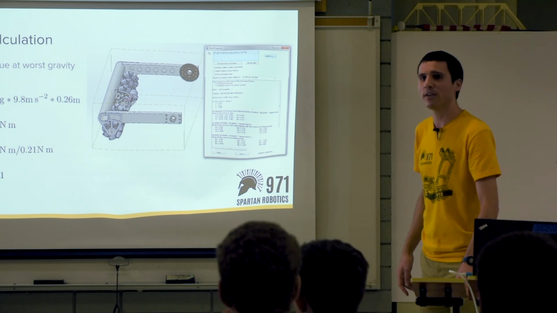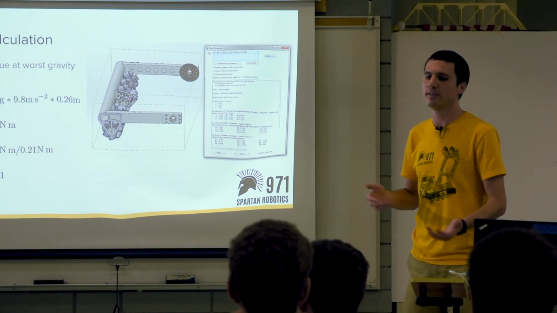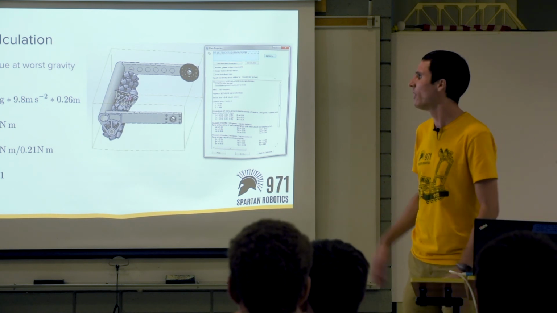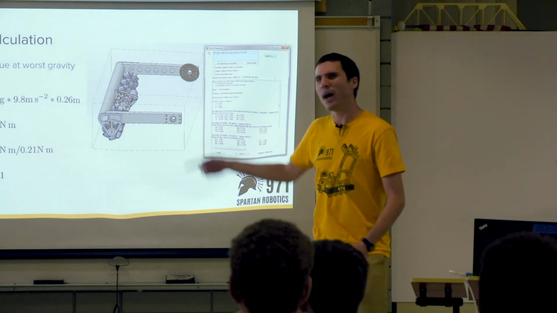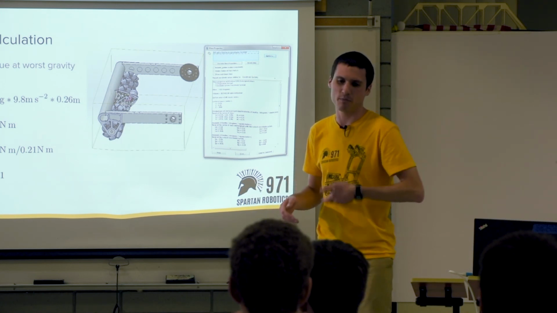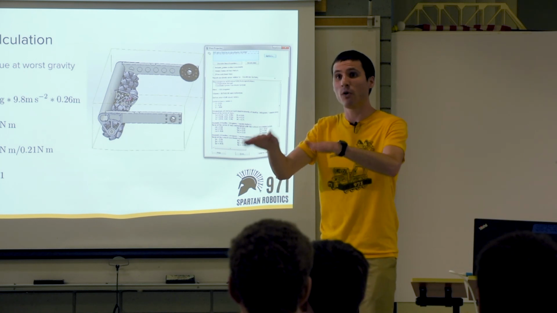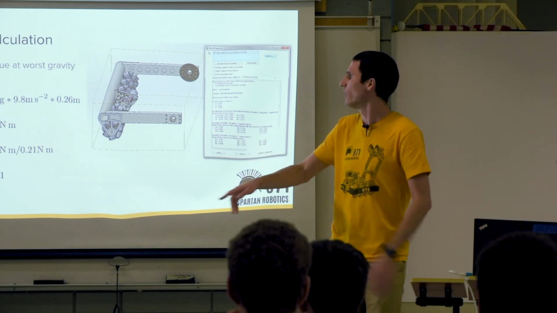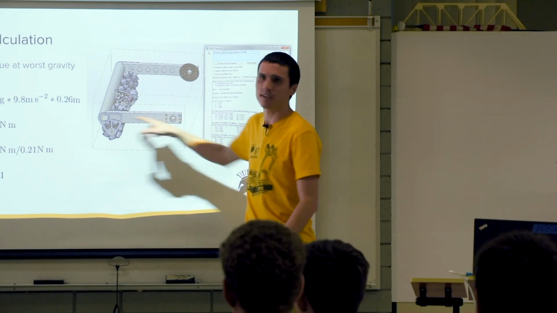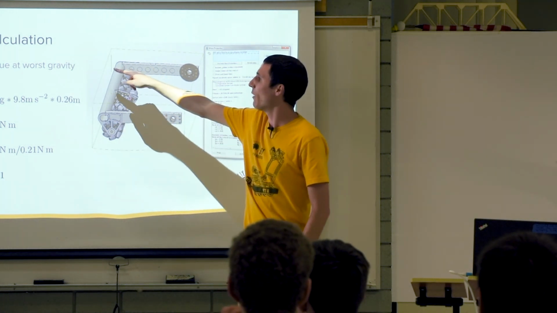So to calculate the ratio, we want to figure out what's the worst loading case that we're expecting our mechanism to have. With our intake, we're going to be interacting with the balls coming in, but basically our worst loading case is going to be when we have to hold the intake all the way out, horizontal. This is our 2016 intake, and I'm going to use the numbers from it as an example. So we need to figure out what that worst case torque is.